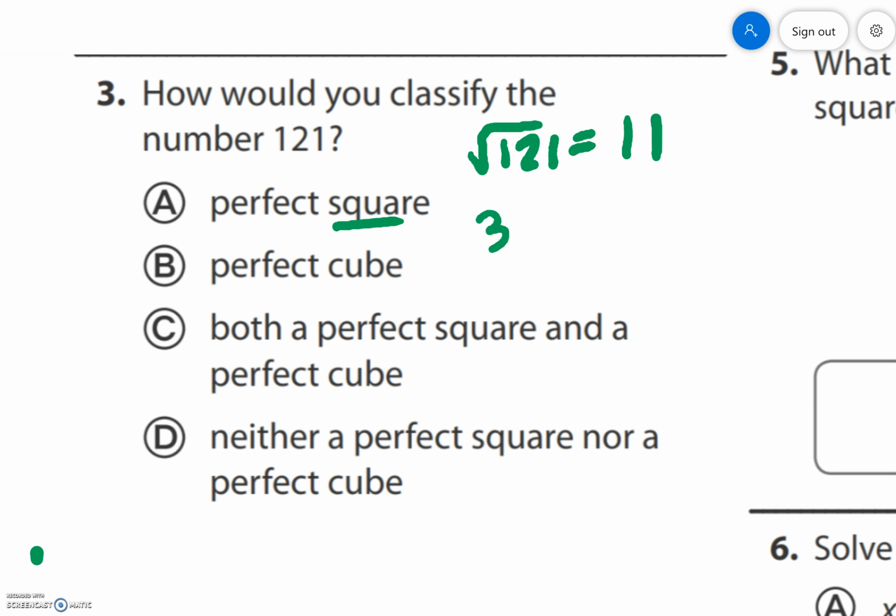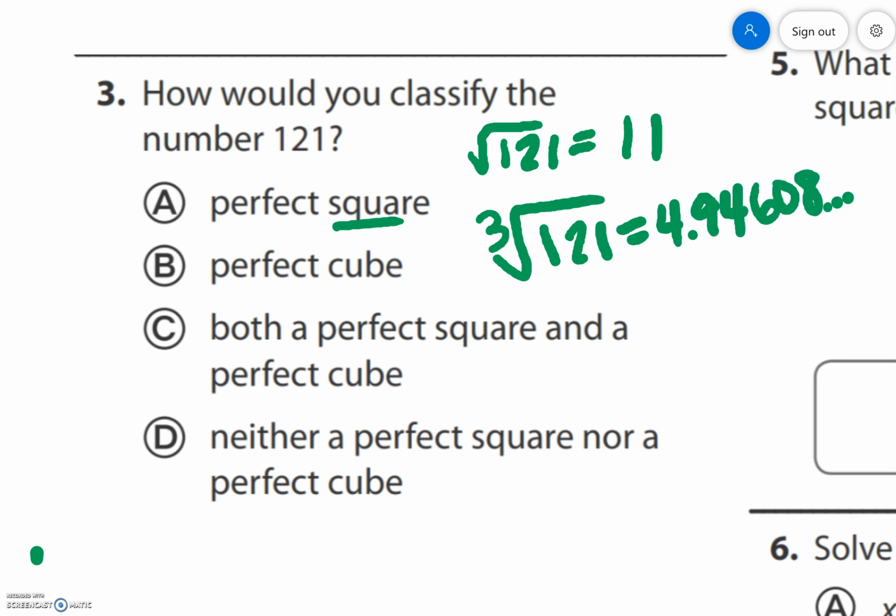Let's take the cube root of 121. Remember how to do that in your calculator. You got to hit the 3 first, then second up arrow, then type in 121. So that gives me 4.94608. Keeps going. So this number is not an integer, meaning it is not a perfect cube. So it's only a perfect square.